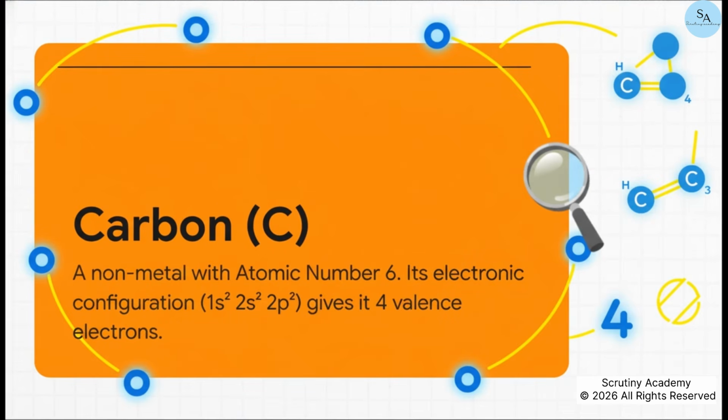Carbon's atomic number is 6. You know what that means? Its electronic configuration gives it 4. Count them. 4 electrons in its outermost shell. And these, my friends, are the valence electrons. Now this number 4 is the whole secret.